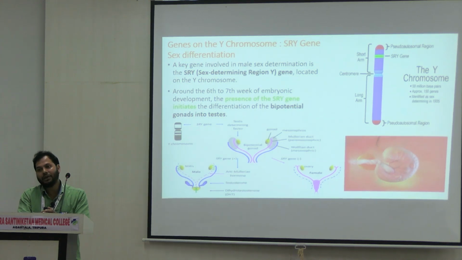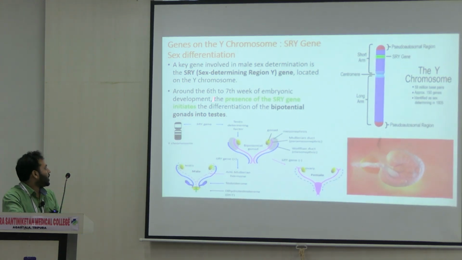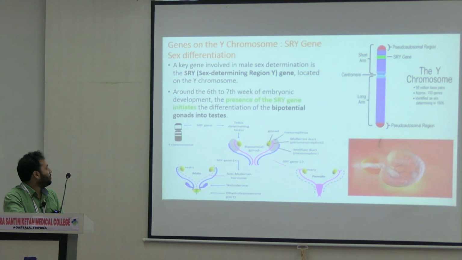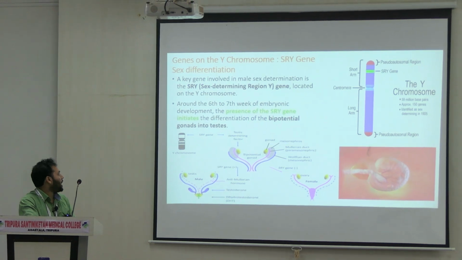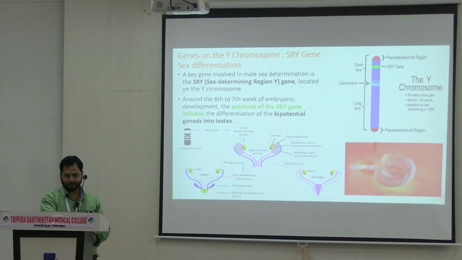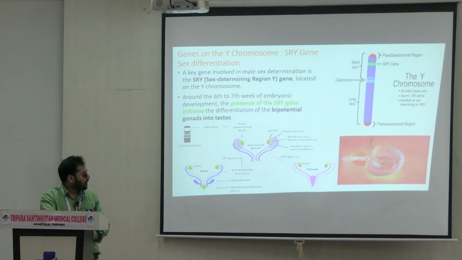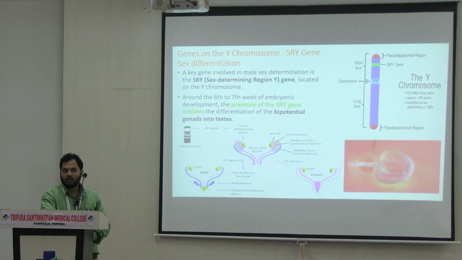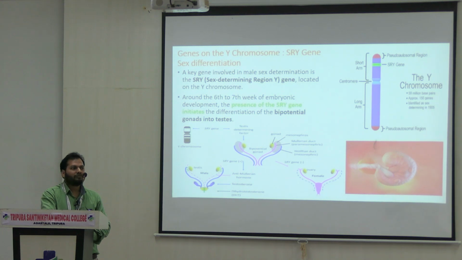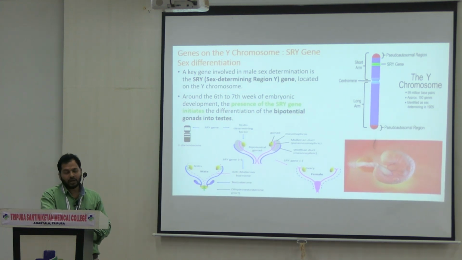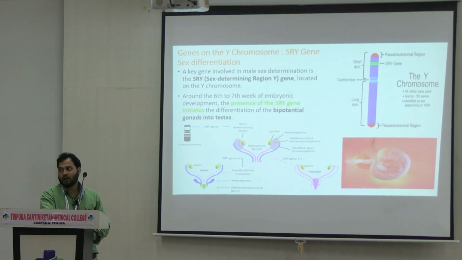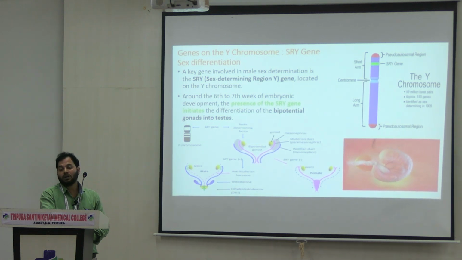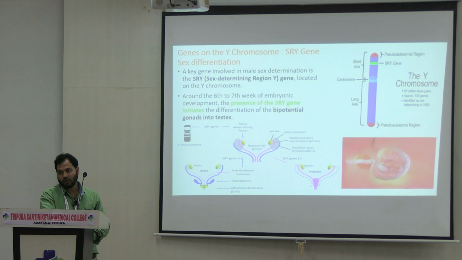So what is that period? That period is around the 6th to 7th week of embryonic development. The presence of the SRY gene initiates the differentiation of bipotential gonad into testis. You can see this is an embryo and its age is around 5 to 6 weeks only. In that particular condition, we cannot say about the sex of that particular embryo.